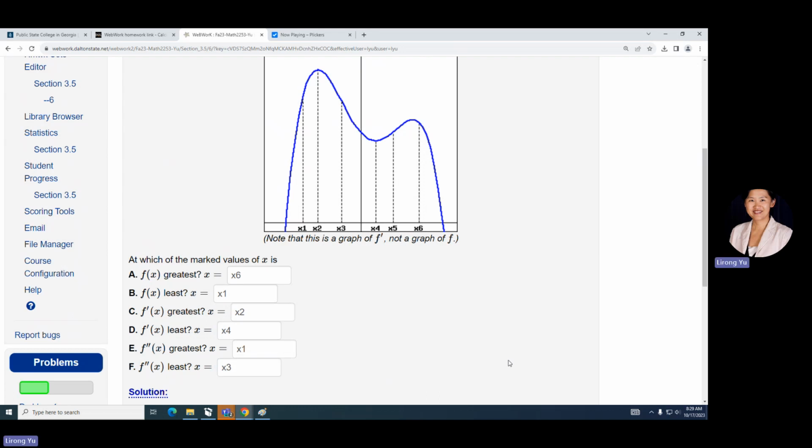This is quite an abstract question, because we don't know the actual formula of the function. So we are basing our conclusion on the graph. Let's see.